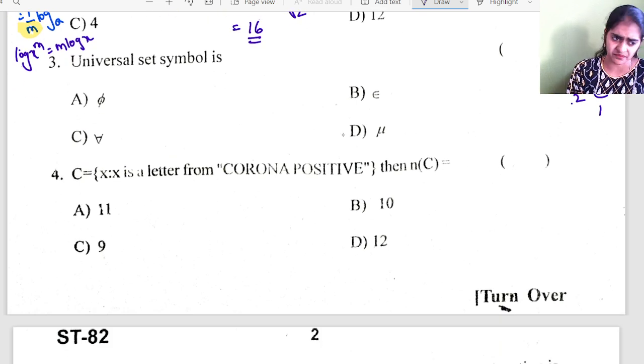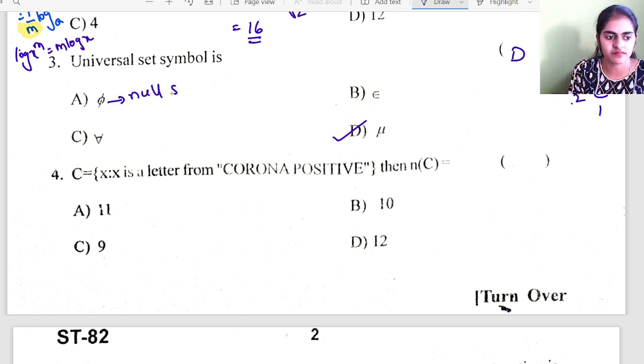Universal set: the symbol of universal set is U. Okay, this is the symbol of the null set. This is the symbol of there exists.